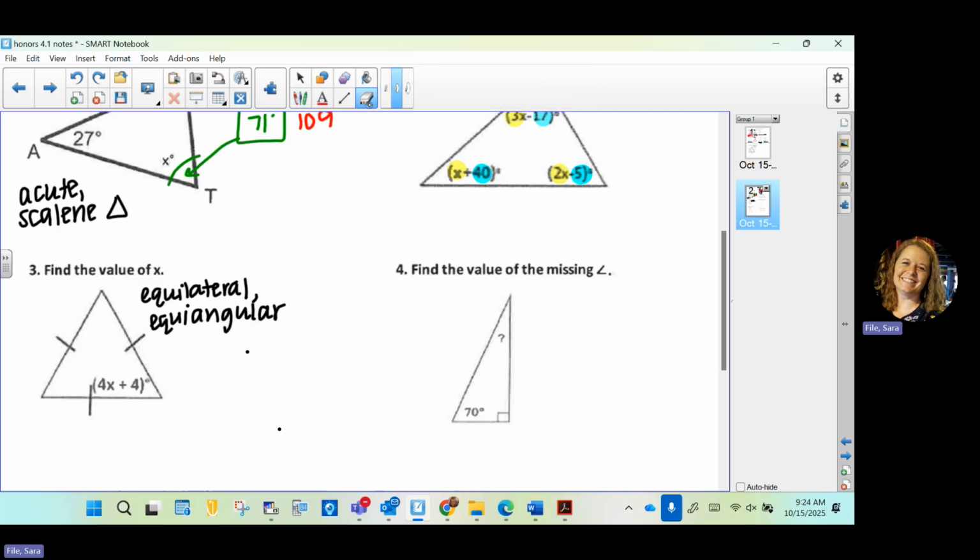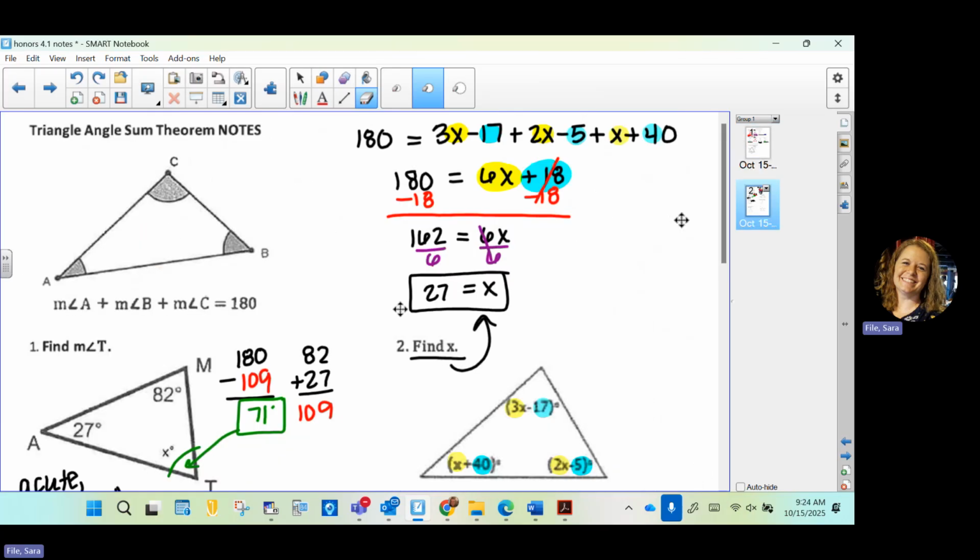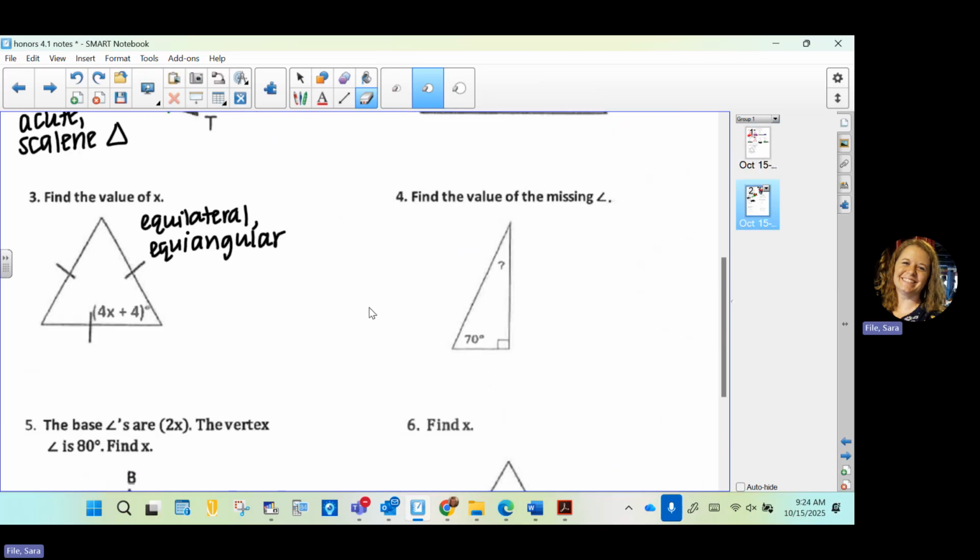Did I spell that right? Equiangular. I gotta look at the front, y'all. I'm not an English teacher. Okay, making sure.